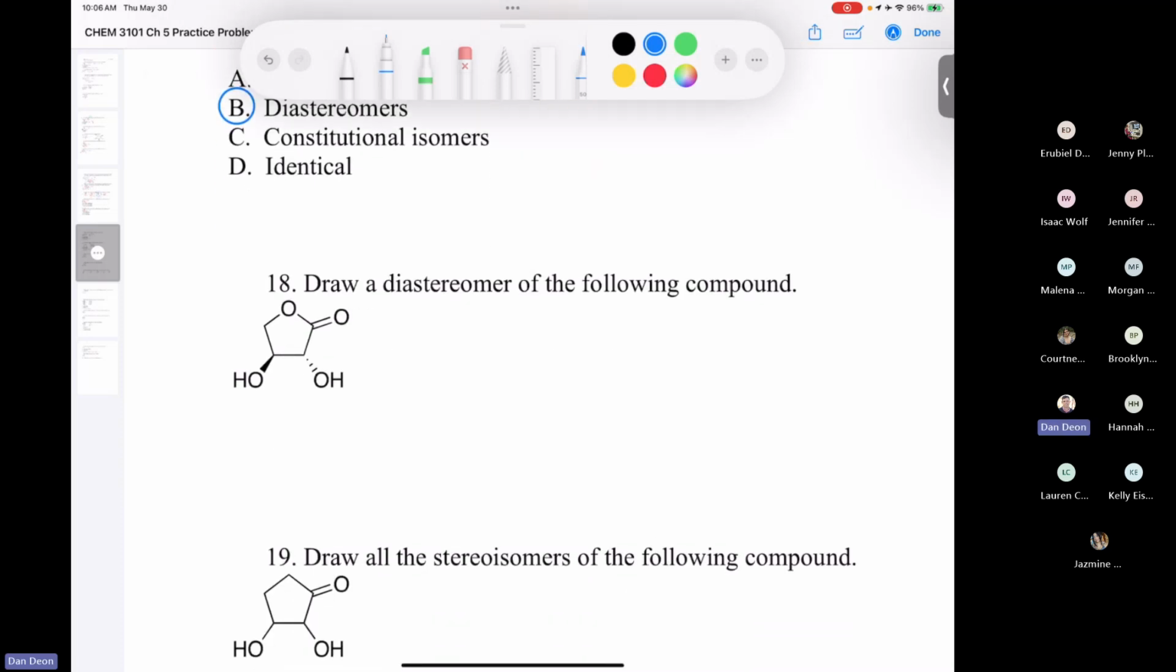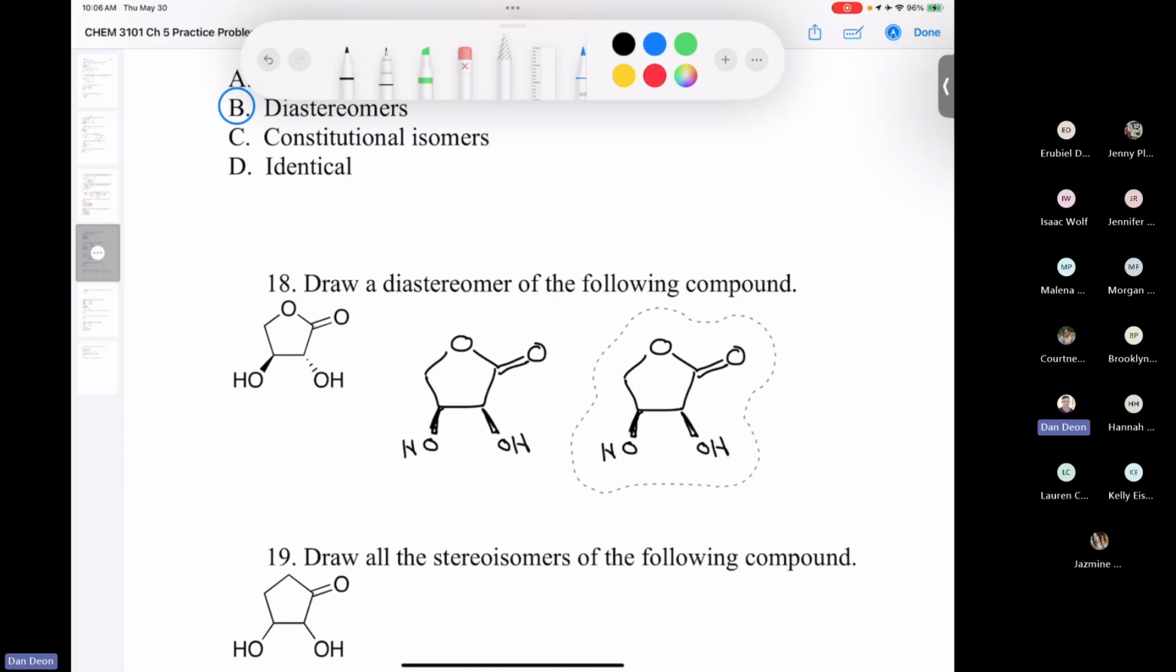The next one just asks you to draw a diastereomer of the compound. There's more than one possible answer. So I'll just draw a couple of them. So we would just flip. Let's make this a wedge, and we'll make this a wedge. Okay, that would be a diastereomer. If I was to draw a dash and a dash, it wouldn't be a meso compound because of that carbonyl. There's no plane of symmetry in the compound. So I could put 2 sets of dashes. I could do this and this. Okay, so that would work. There you go.